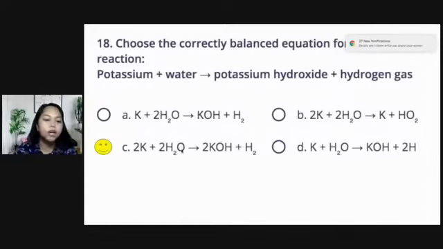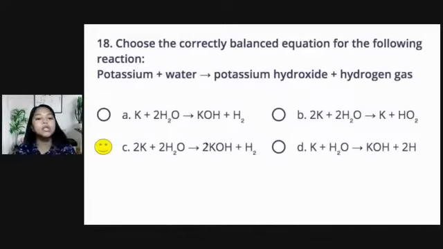Now, as for the oxygen, this would be 2 times 1. Okay, dinidistribute mo kasi itong iyong coefficient. So 2 times 1, that's 2. At the other side, that's 2 times 1 also. So that's also 2. And so C is balanced. Okay? See, here is balanced.